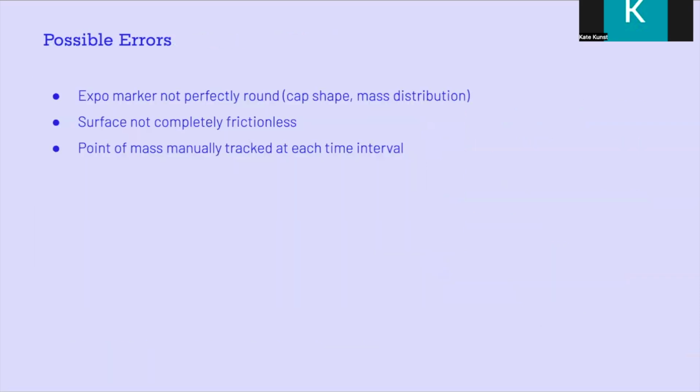So possible errors that could have created this are the expo marker being not perfectly round, like the cap shape is ridged and the mass is not perfectly distributed. And also the surface of the whiteboard is not completely frictionless. And finally, the point of mass was manually tracked at each time interval. So when I was tracking each point of mass on Tracker, I may have been slightly off.